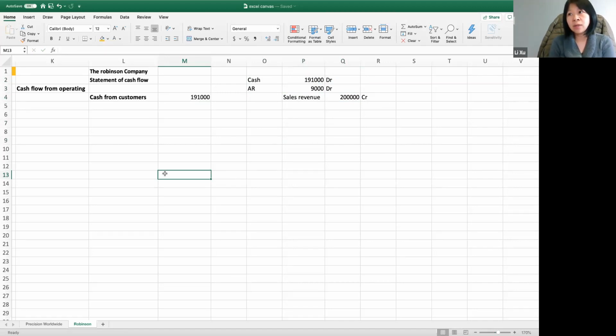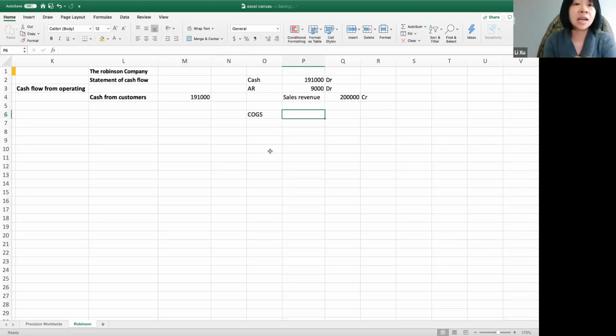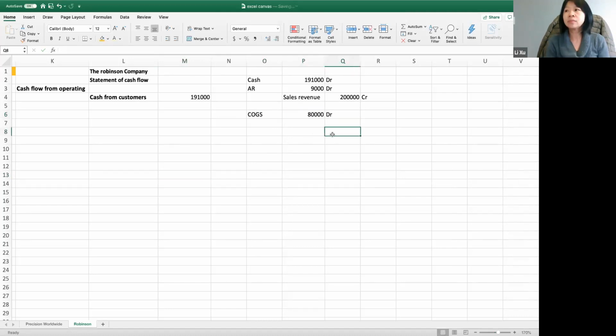Next item we have is cost of goods sold. Same thing. You wanted to go over this again. Okay. Cost of goods sold. What's the normal balance of cost of goods sold? It is debit. So COGS is on the income statement. Cost of goods sold here is 80,000. I put a debit here because that's a normal balance, right?